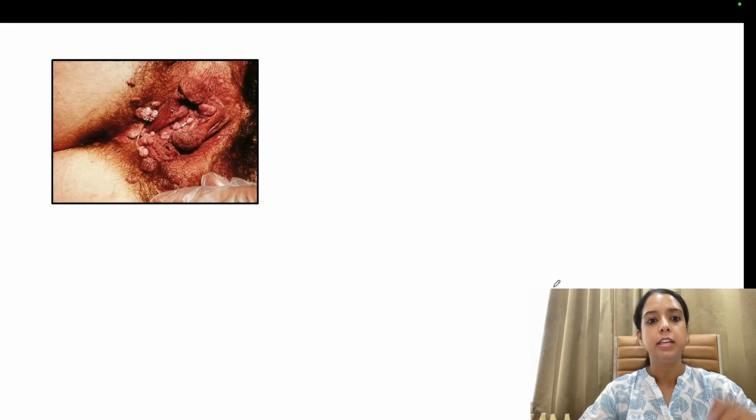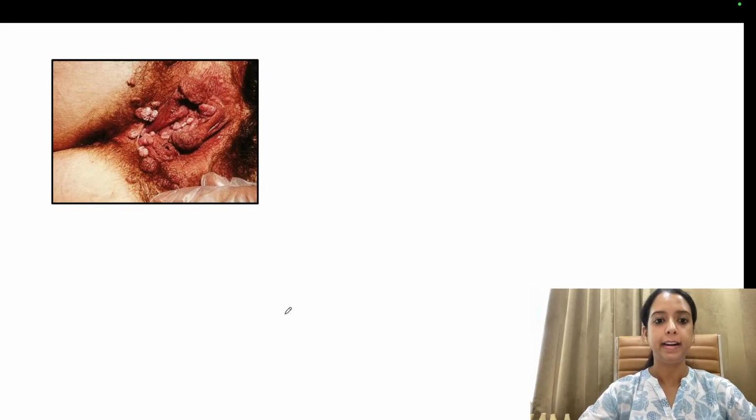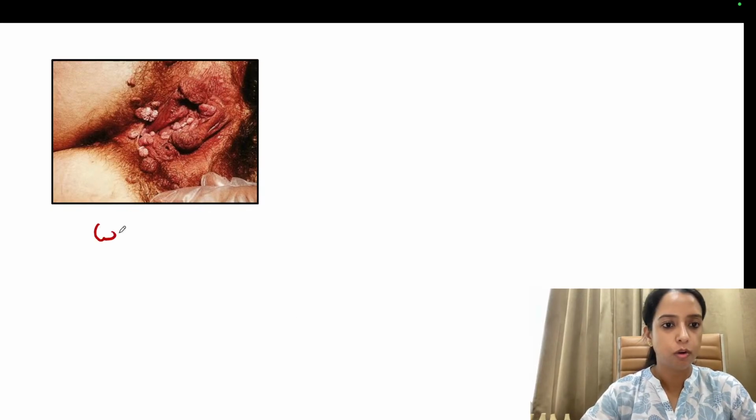Another viral illness, sexually transmitted. It is warts. What is it? Warts, clinically diagnosable. Also called condyloma acuminata. ठीक है?